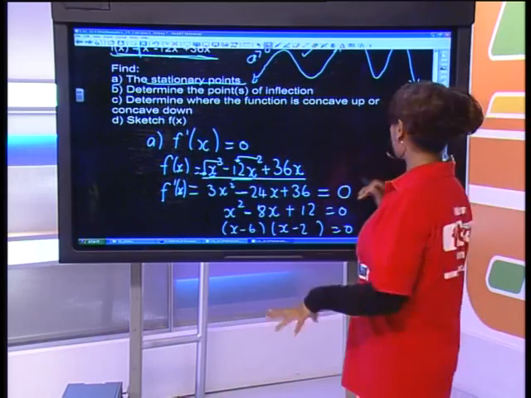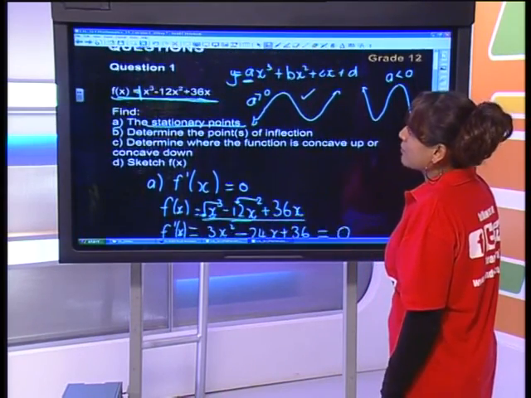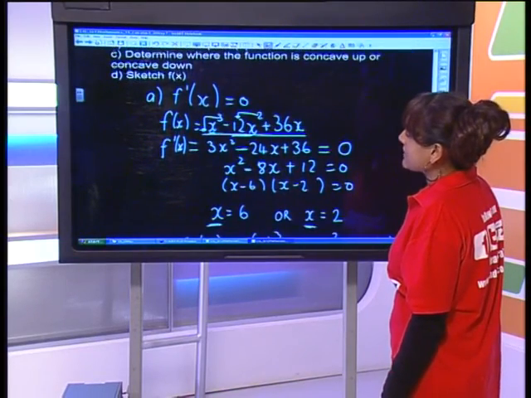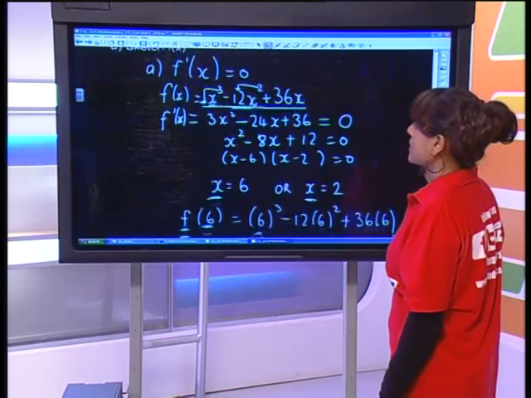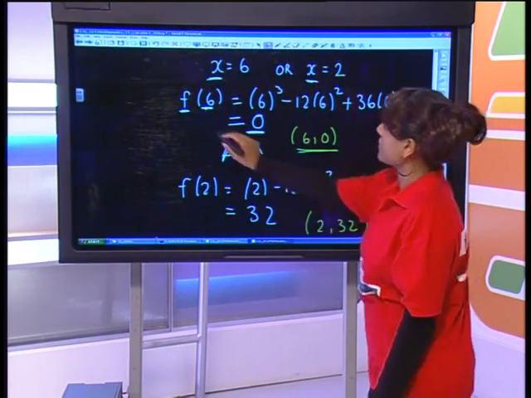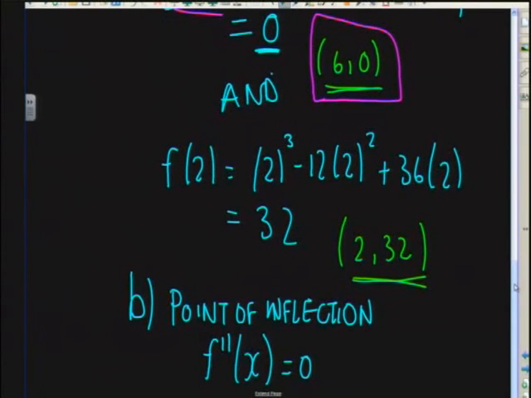So I'm quickly going to recap what we did before the break. We were given a function. We were asked to find the stationary points. So what we did is we let the first derivative equal to 0. We solved for x, and then we took those x values, put them back into the original function, and then we got our stationary points of 6 and 0, and 2 and 32.